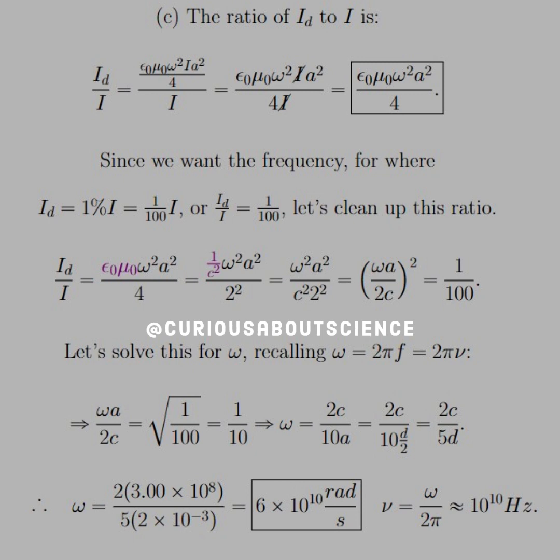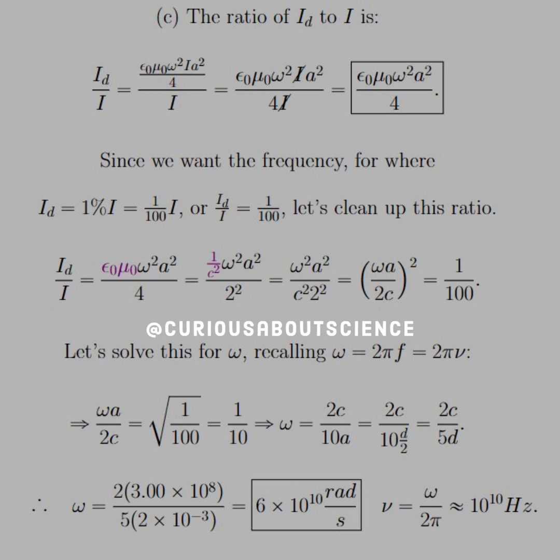Then we can clean up this ratio into a square term. We have epsilon naught mu naught, and we found earlier in the book that that is equal to 1 over c squared, so we plugged that in. We also see that 4 is equal to 2 squared in disguise, so now we have everything written in terms of a square. We have omega squared, a squared, c squared, and 2 squared, and we can formulate that all into omega a over 2c, the whole thing squared. Again, we're looking for where this ratio equals 1 over 100, or 1%.